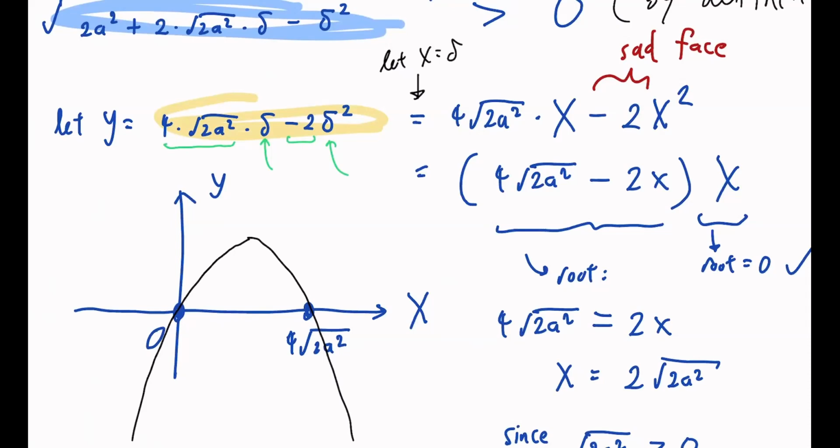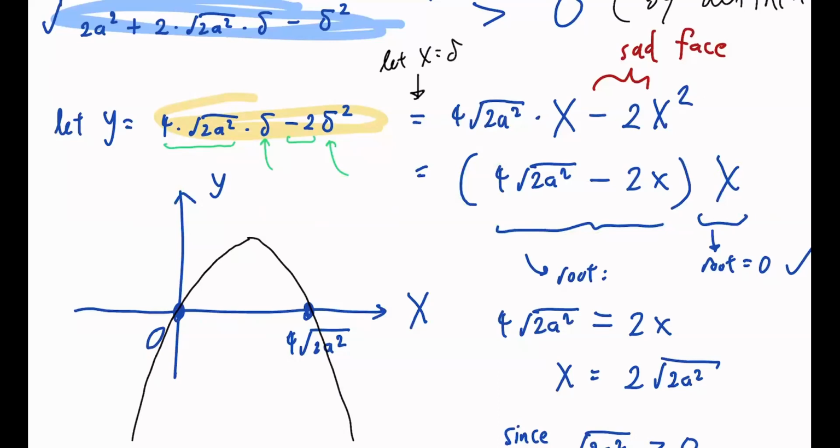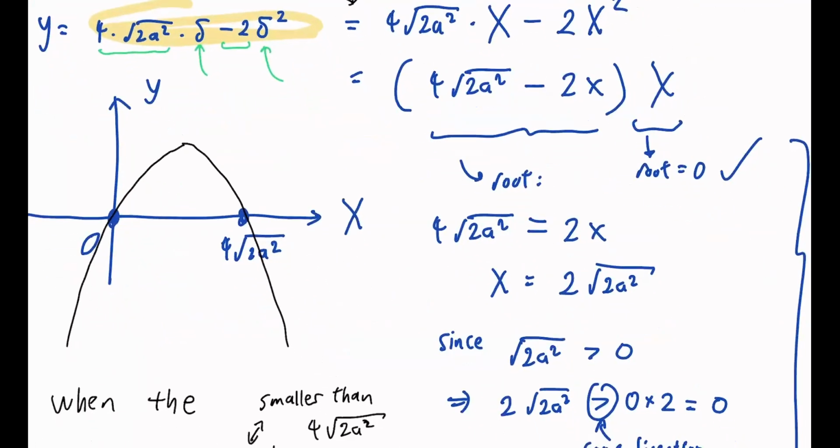Can you see that? Okay. Something x minus something x squared. But there's a negative sign, so it must be a sad face. And I can also factor out the x, then I end up with 4 root 2a squared minus 2x times x, which means that if I want the roots of the graph, I can just set this y equals to 0. Like, remember, this is y. Solve for x. I end up with what? I get x equal to 0, and I get x equal to 2 times square root 2a squared. Is it clear so far?